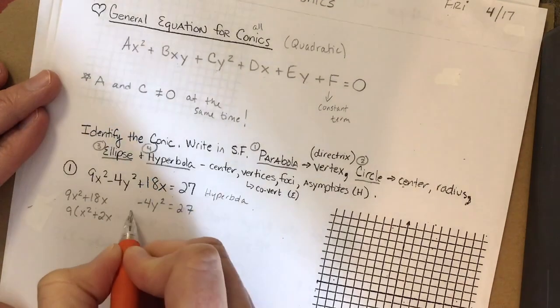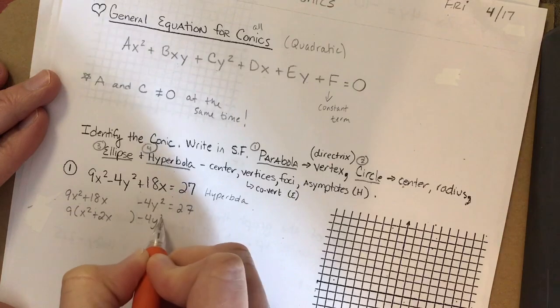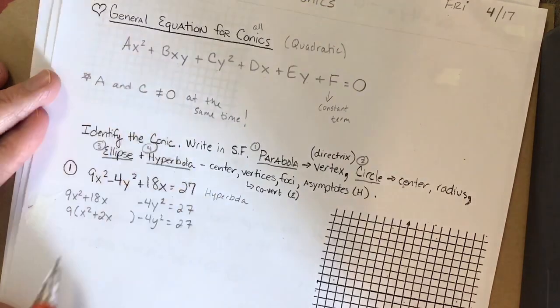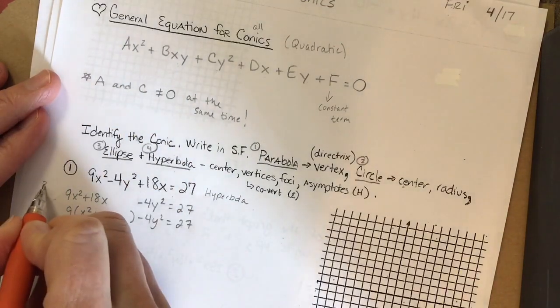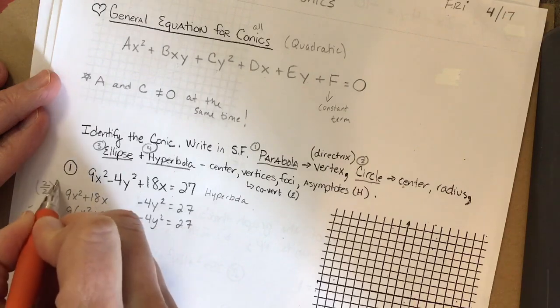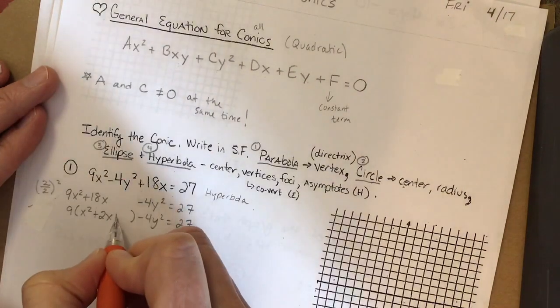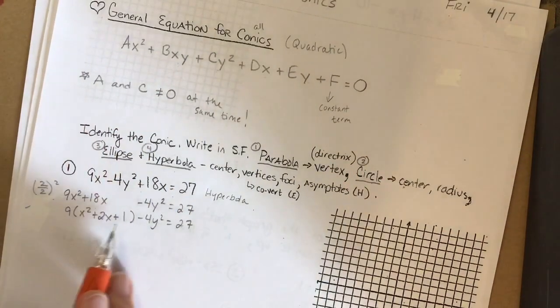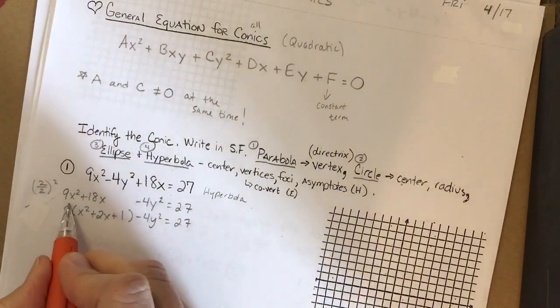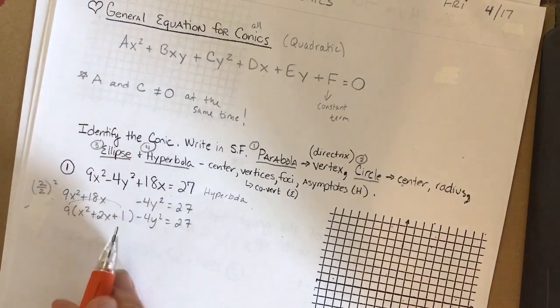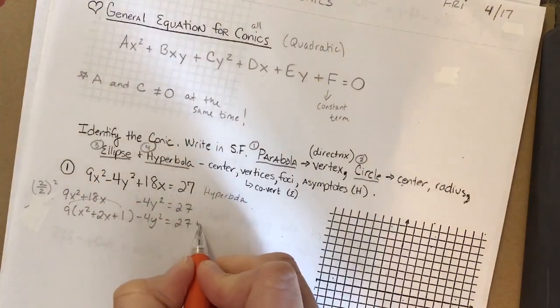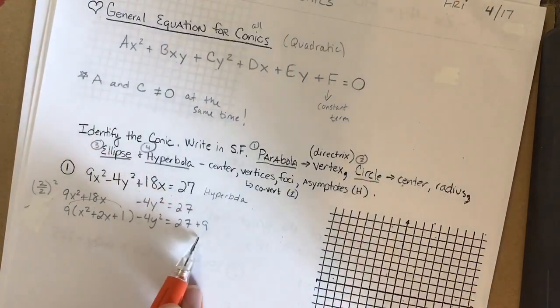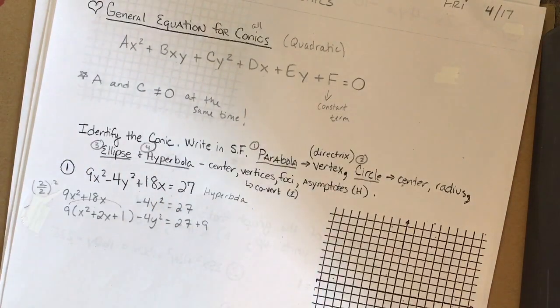Factor that out. And what will we complete the square with? Well, we take the b number, which is 2, divided by 2, and square it. That is 1, plus 1. Okay. But we didn't really add 1 to this side. We added 9 times 1. We added 9. So you want to show this, you're going to do the same thing to both sides. You're going to add 9 on the other side.